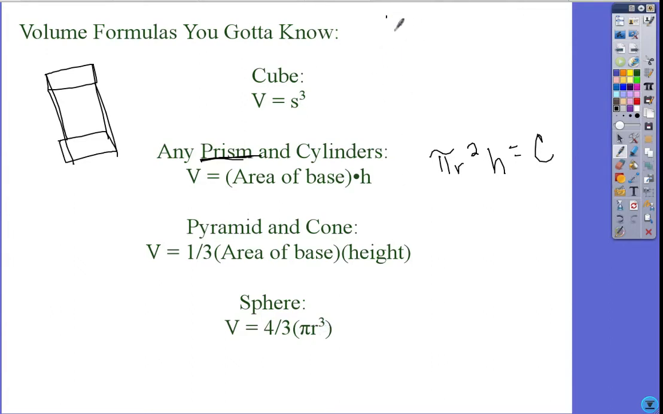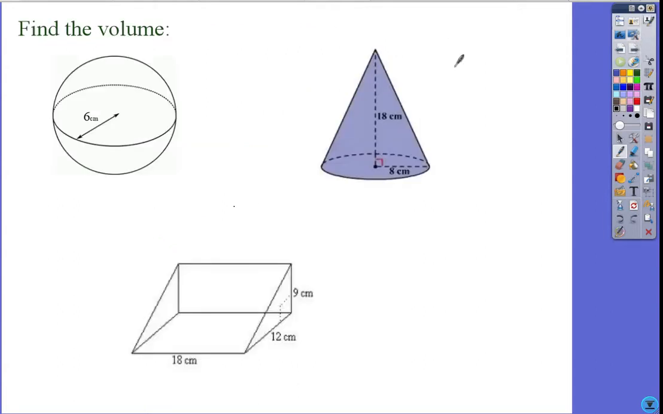Please keep in mind that the volume of any prism is big B times the height, and you'll see it written this way. This big B really just stands for the area of the base. So it doesn't matter what the base is of a prism. If I know its area, I just multiply it by the height and get the volume. So let's do some examples.